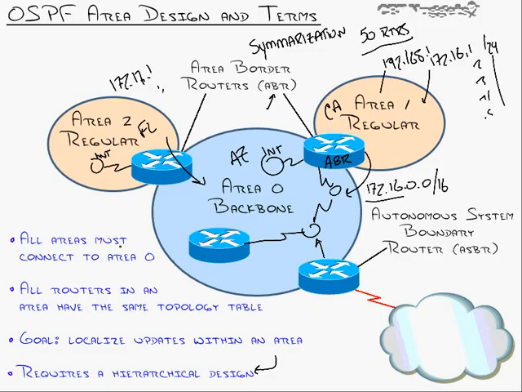So let me hit the specifics that I have here. All areas, the rule of OSPF, all areas must connect to area 0. That's what's so special about area 0. It is considered the backbone of your network, and all other areas must connect over here.